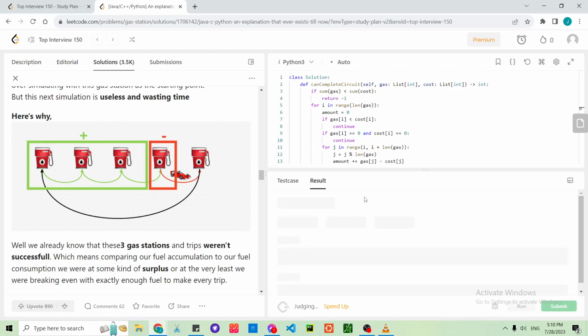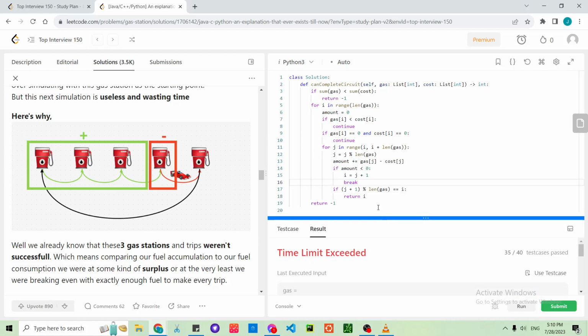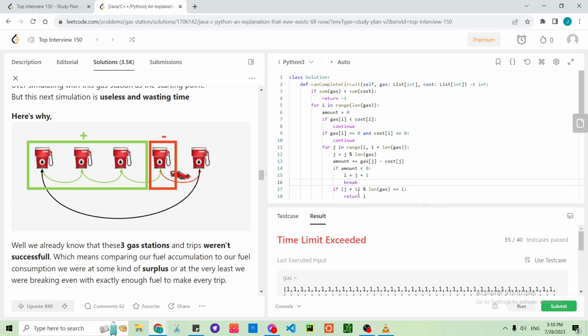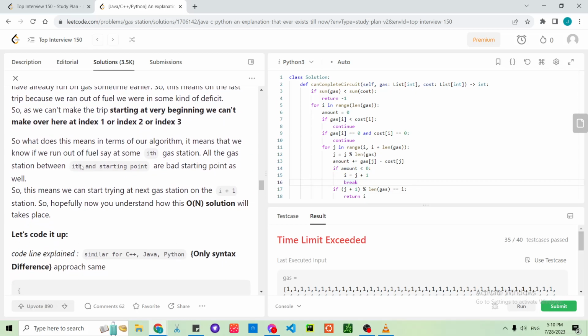Oh no, still looks like it's not gonna pass. Oh no. Oh, I was so hopeful. Why is that? Okay.